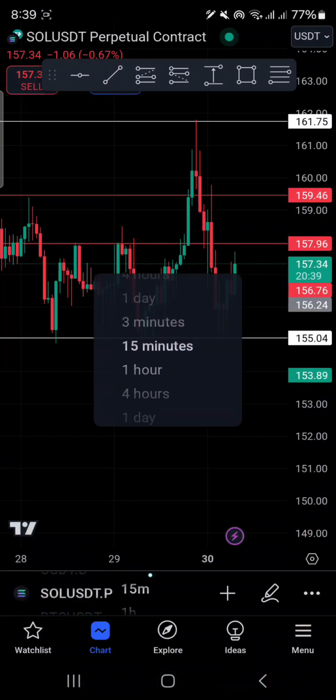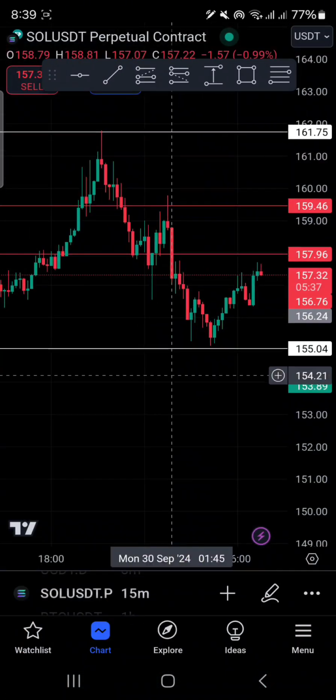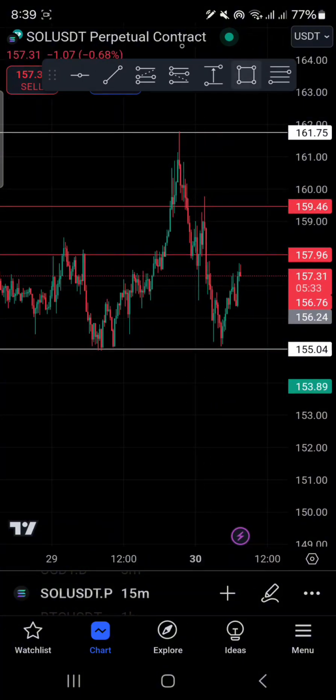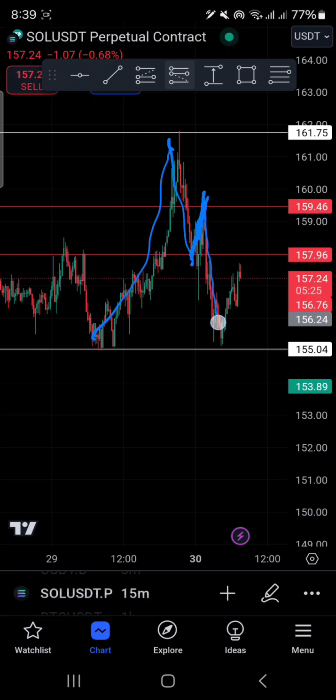So here on the 15 minutes. Okay, beautiful. Now look at this. After having this uptrend, this came down. I actually took this trade yesterday night. I took this trade all the way down. I made about 100% profit of my margin. That's exactly how it works.